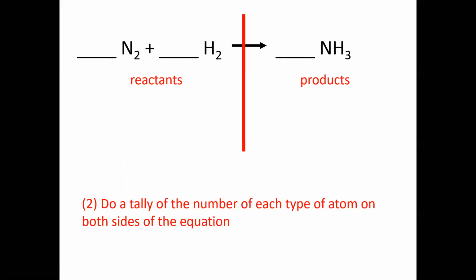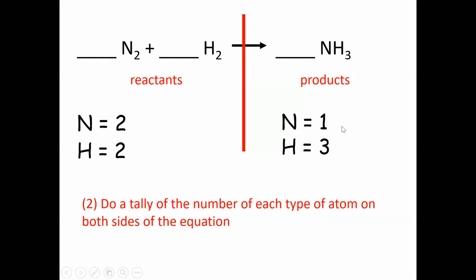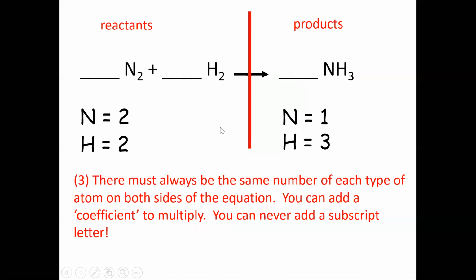And then what you do is you then do a tally of the number of each type of atom on both sides of the equation. So if we look at this side of the equation, the reactants, you've got 2 nitrogens and you've got 2 hydrogens. Now, because you've got conservation of mass and atoms aren't gained and atoms aren't lost, the products should actually have the same number of each type of atom. So if you look at ammonia over there, you can see that ammonia only has 1 nitrogen, but it has 3 hydrogens. So we can see that is definitely not balanced. So that's where we have to go about balancing it.